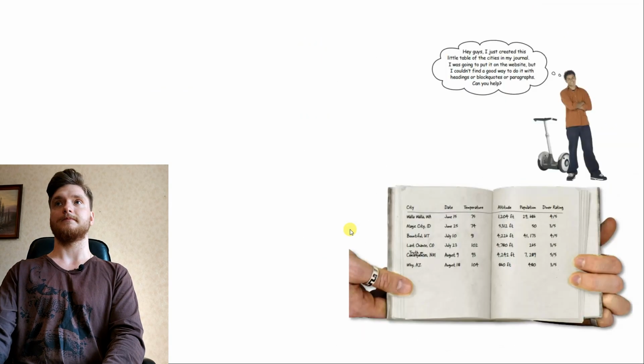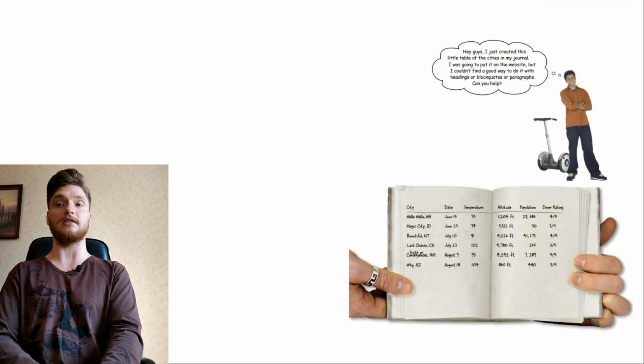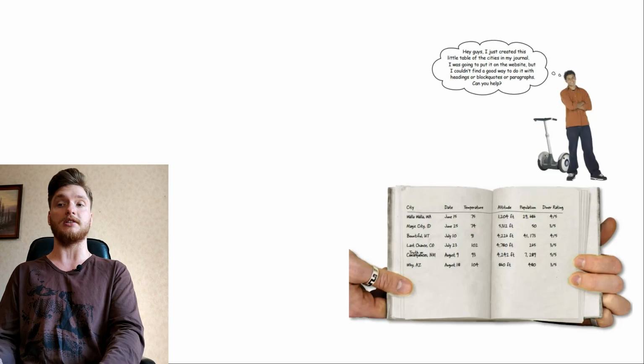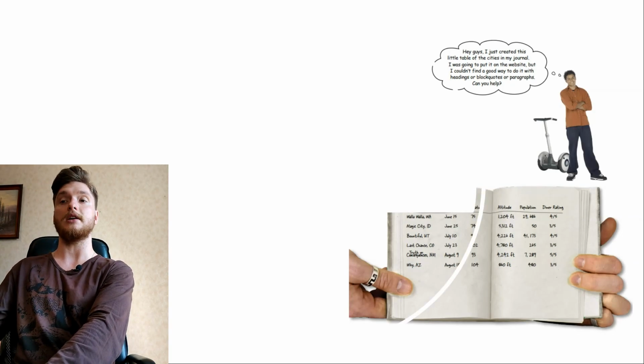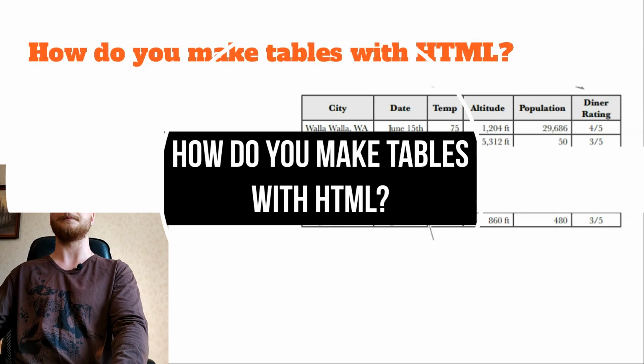Hey guys, I just created this little table of these sites in my journal. I was going to put it on the website, but I couldn't find a good way to do it with headings or block quotes or paragraphs. Can you help? How do you make tables with HTML?